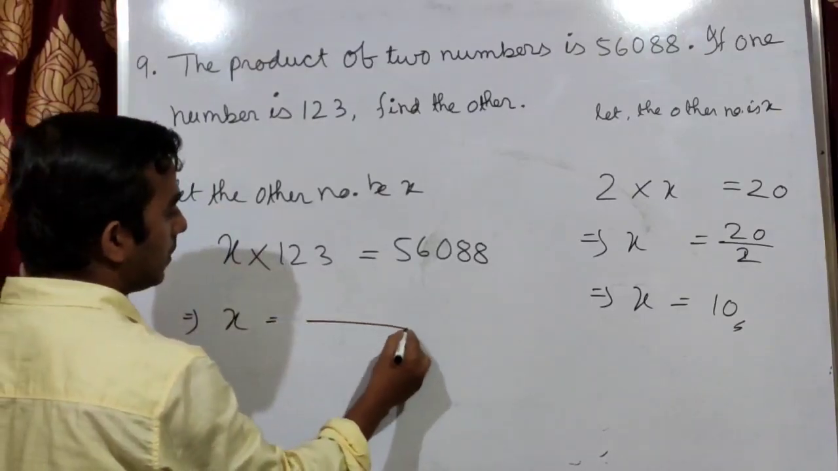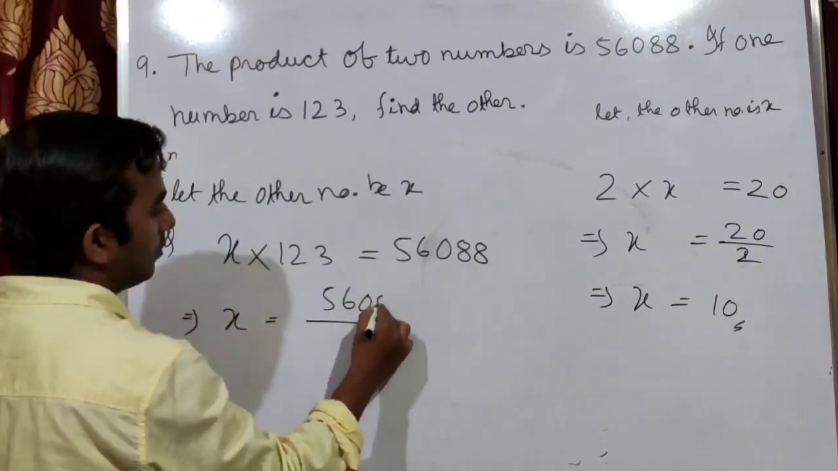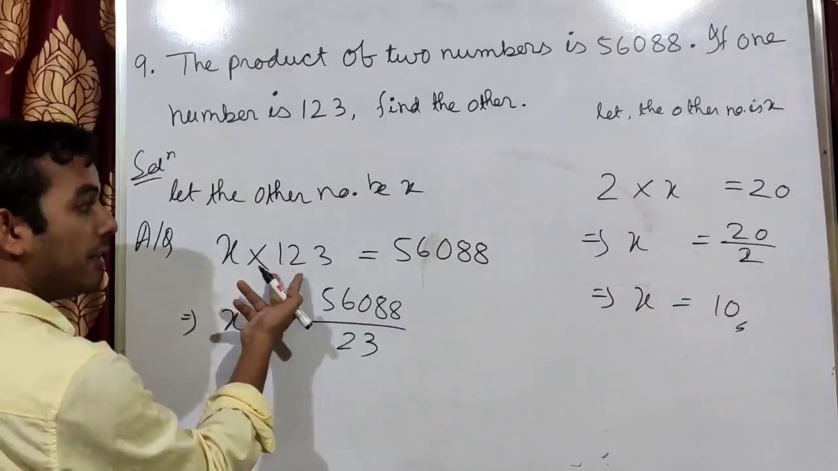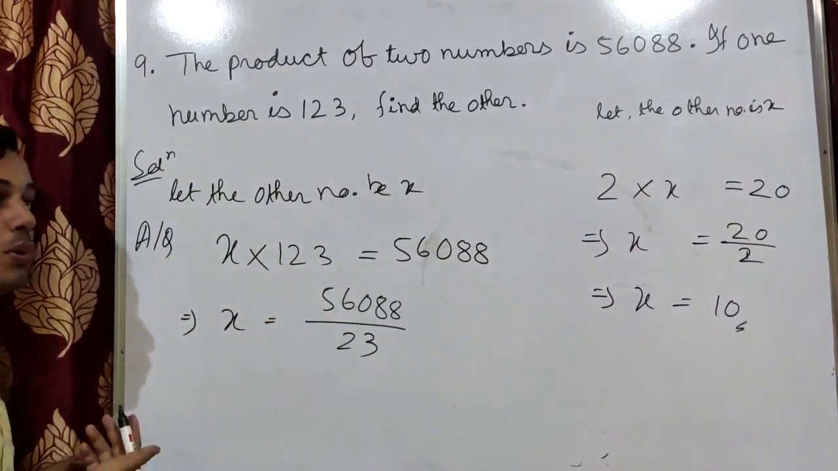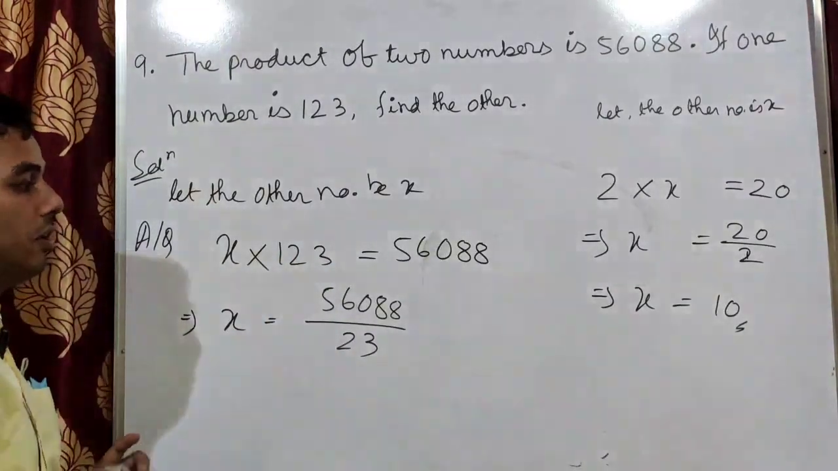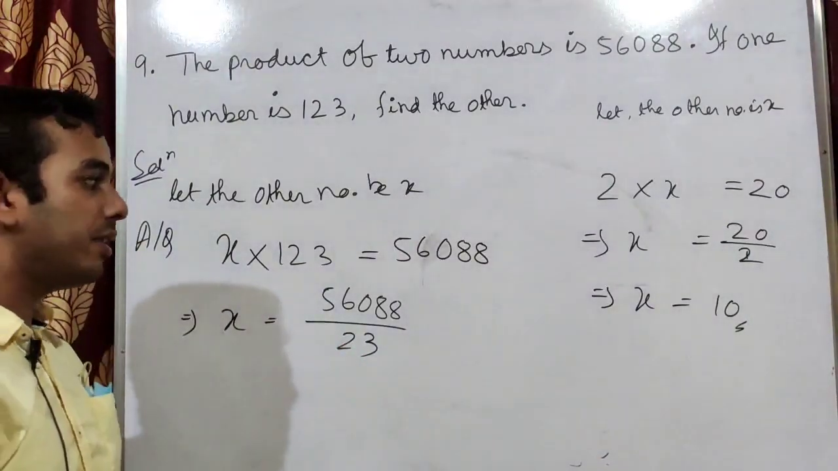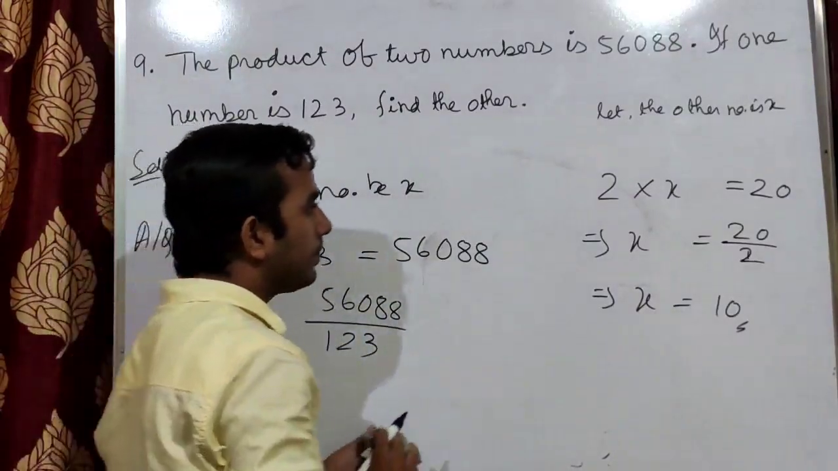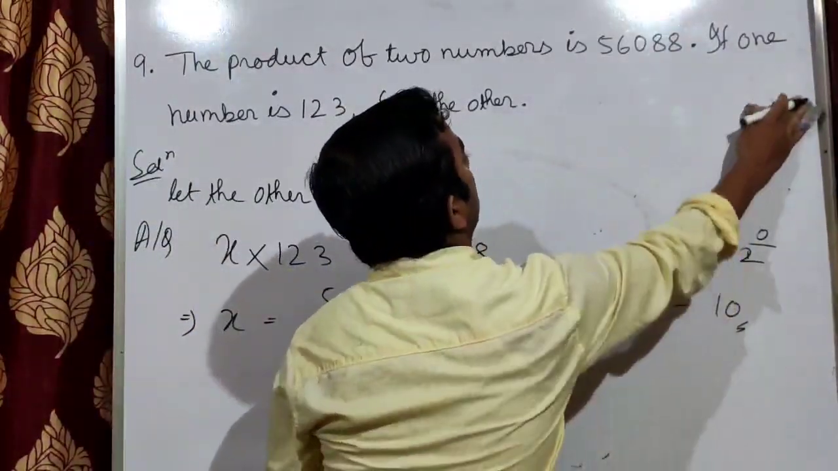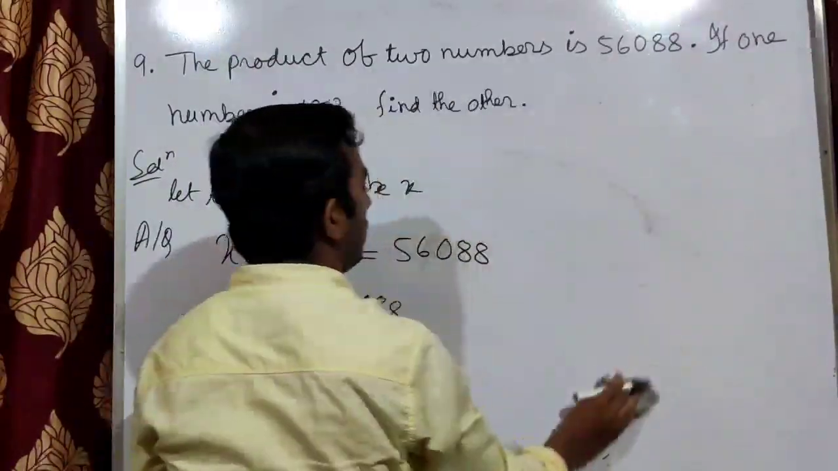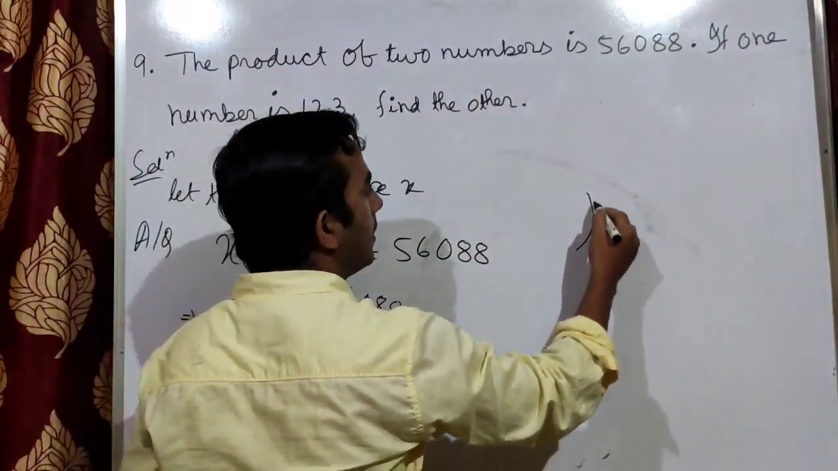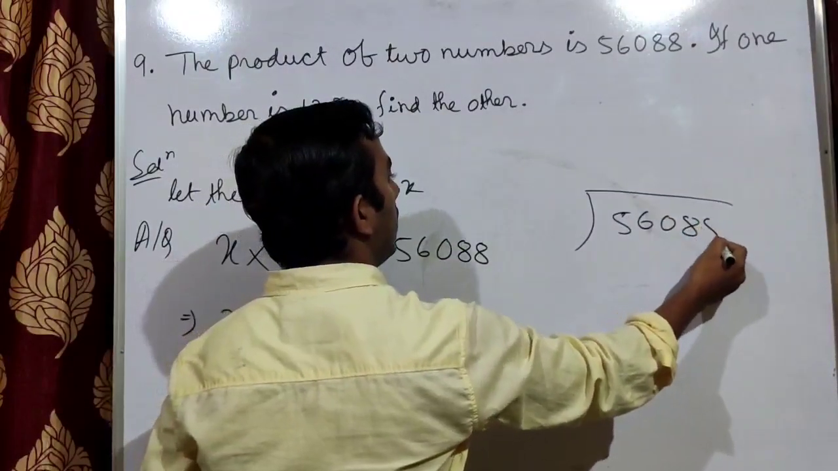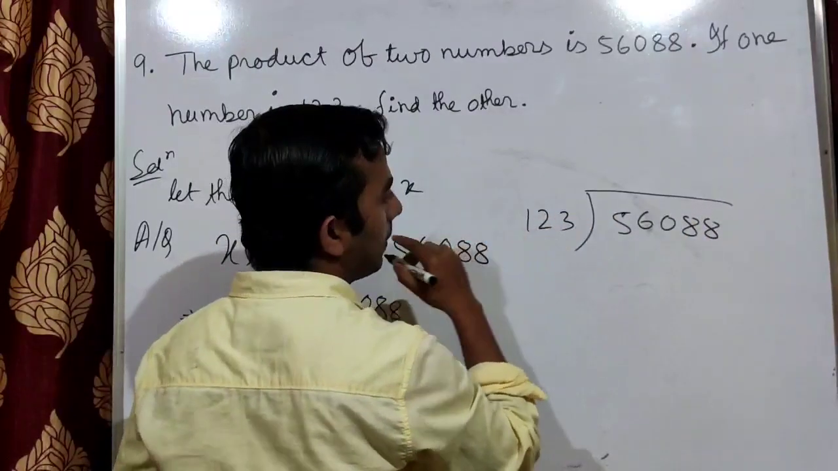Now, x equals 56,088 divided by 123. Yes, 123 is multiplied, right? X is multiplied by 123, so when we change the side, it will get divided. So now for this we have to divide. Sorry, it is 123. So now let us divide 56,088 with 123.